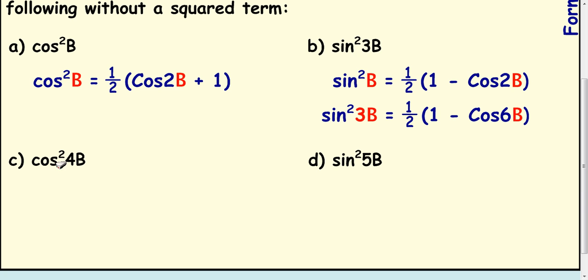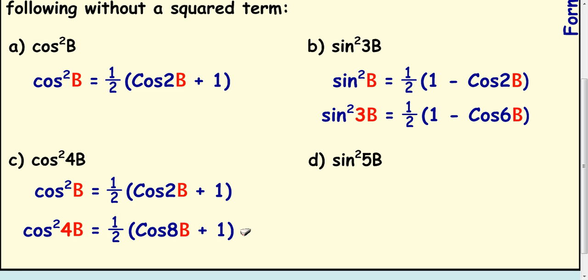Okay, same idea down here. We've got cos squared 4 beta. I would write this formula out here for cos squared beta. And then because in this case we're multiplying this angle by 4, we need to do the same to the other side. So that becomes 8. Sin squared 5 beta, write this formula out first, rearrange from the formula sheet, then because we've multiplied this by 5, we do the same over here and that becomes a 10.